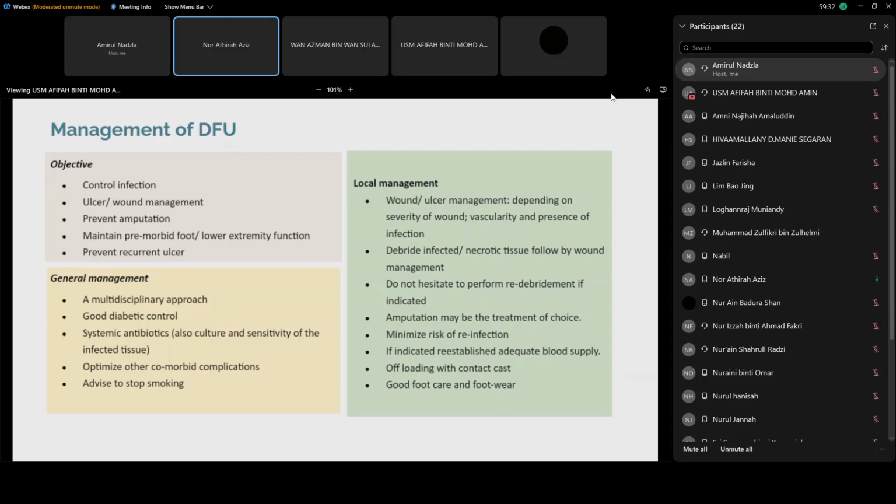And for debriding infected or necrotic tissue, following the wound management, do not hesitate to perform debridement if indicated, and amputation may be the treatment of choice. We have to minimize the risk of reinfection, and if indicated, we establish adequate blood supply, and we have to offload with contact casts, and advise patient on good foot care and footwear.